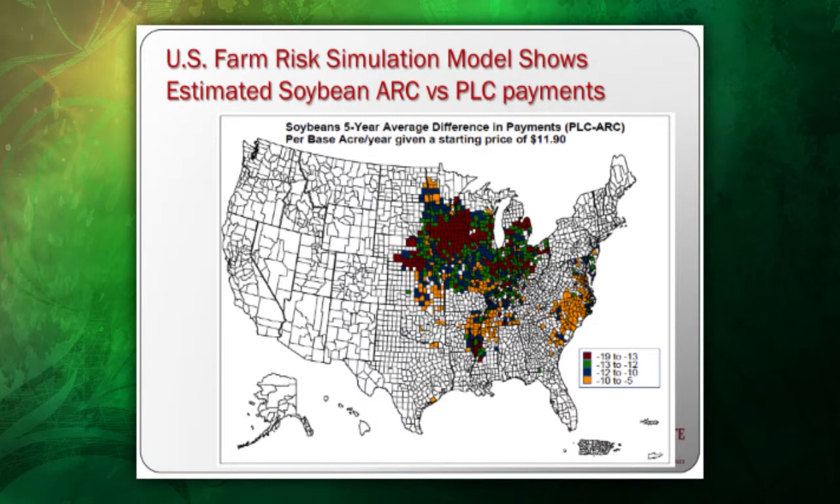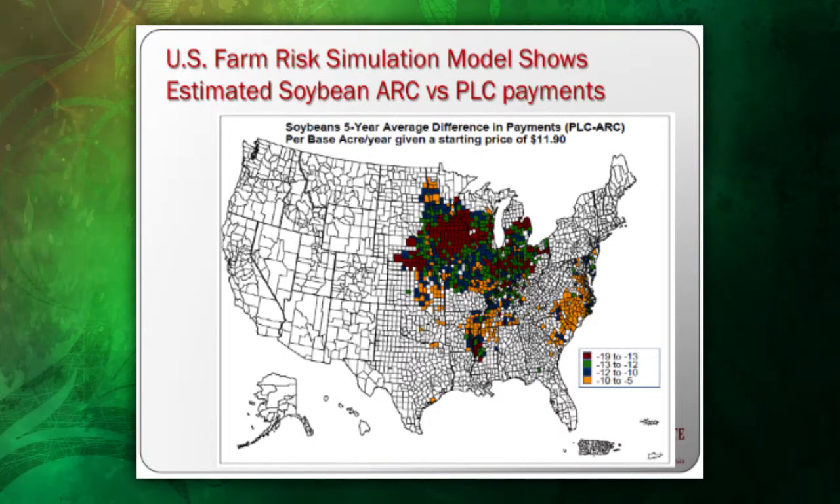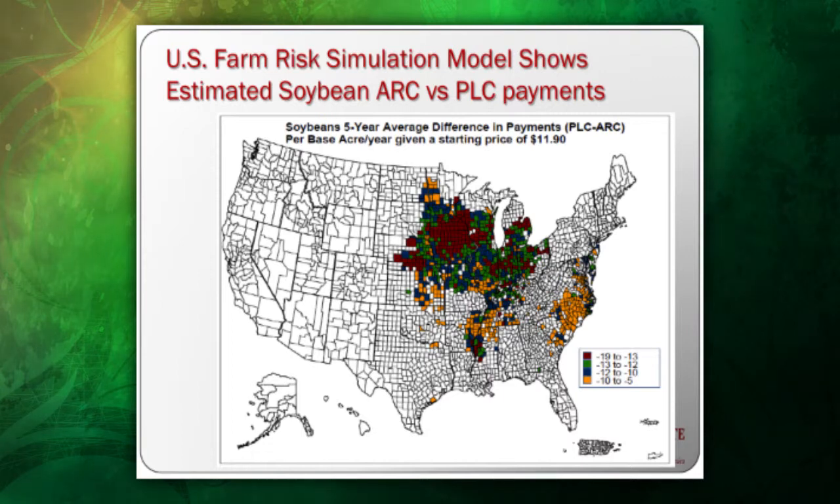The next slide shows our simulations of the estimated soybean ARC versus PLC payments for counties around the country. And you see, for the most part, in central and northern Iowa, for example, the ARC program is expected to pay from $13 to $19 more than PLC. In Mississippi, we have a few instances like that, but the difference tends to be smaller in most of North Mississippi, only a $5 to $10 difference per acre per year. These are some indication of the robustness of the results that we have so far.